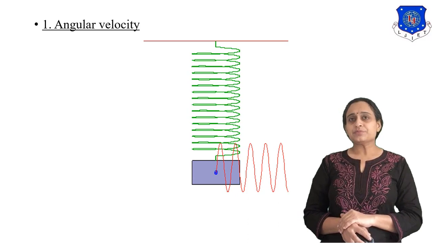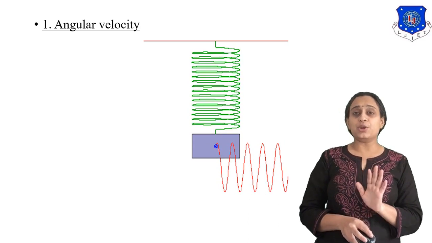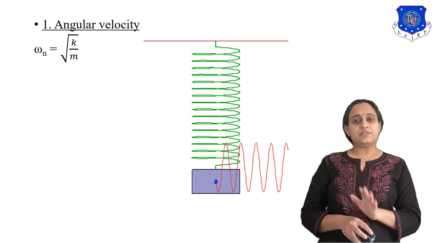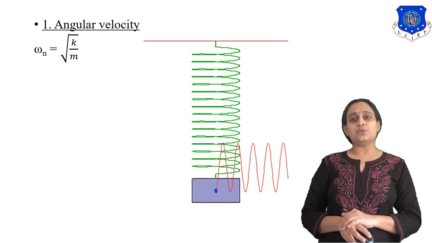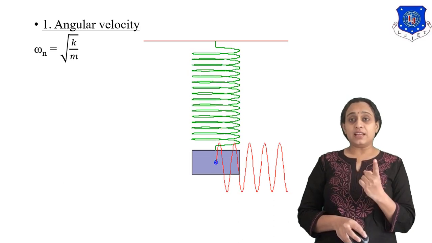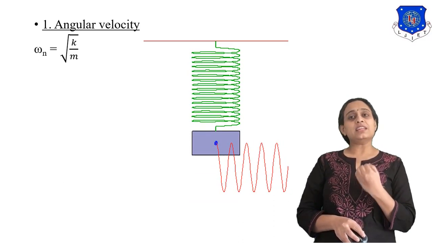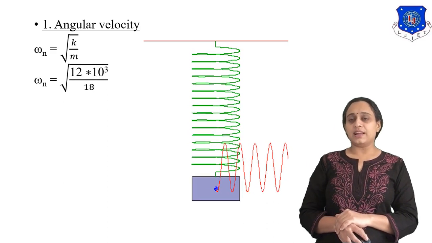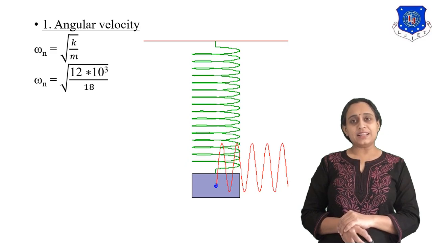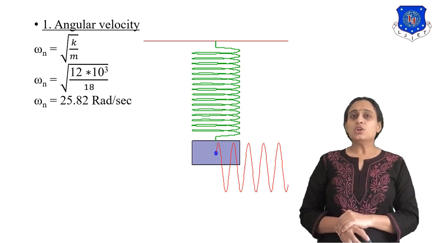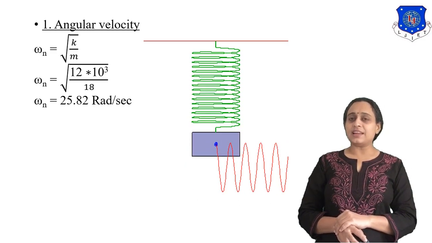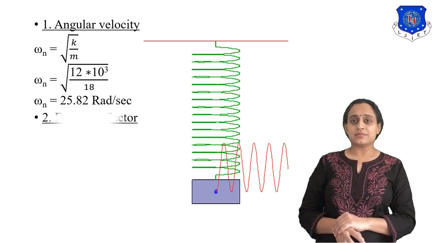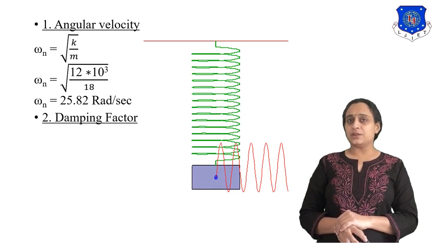Now let us solve. Suppose we need to find the natural angular velocity of the system. For this, we know omega n is equal to under root of k by m. We have k, we have m, so we can easily find the omega n value. So omega n is under root of 12 into 10 cube by 18. By solving this equation, we get 25.82 radian per second as omega n. Okay. Now let us solve further.